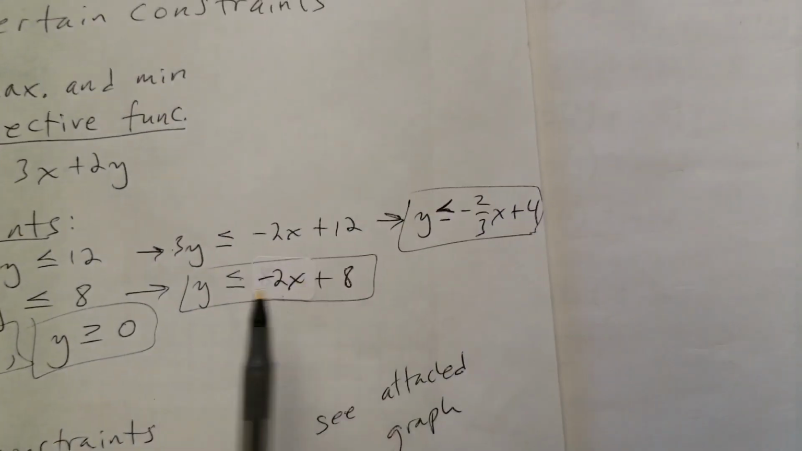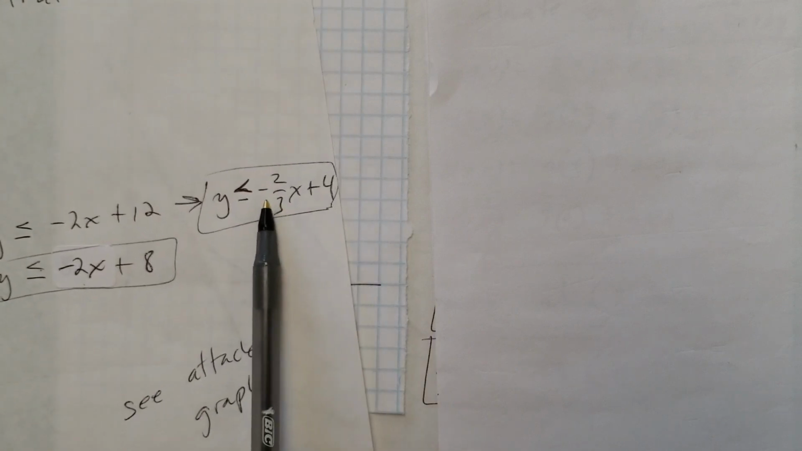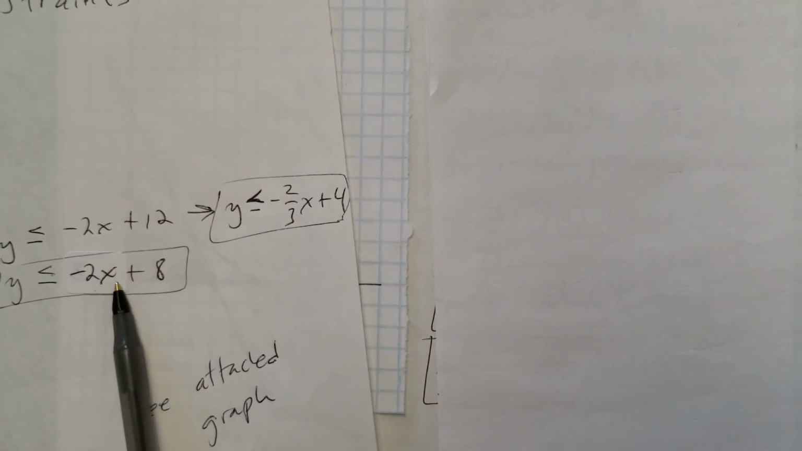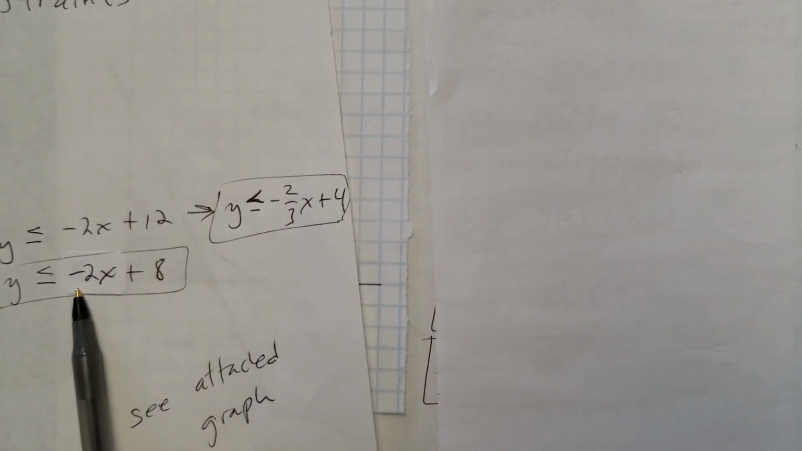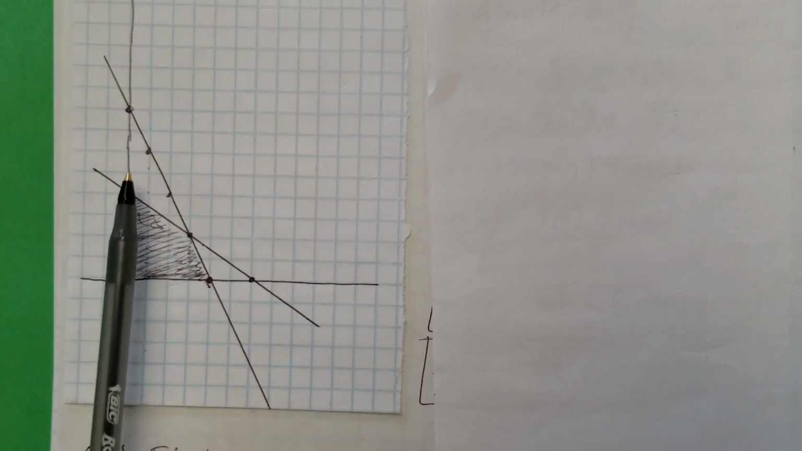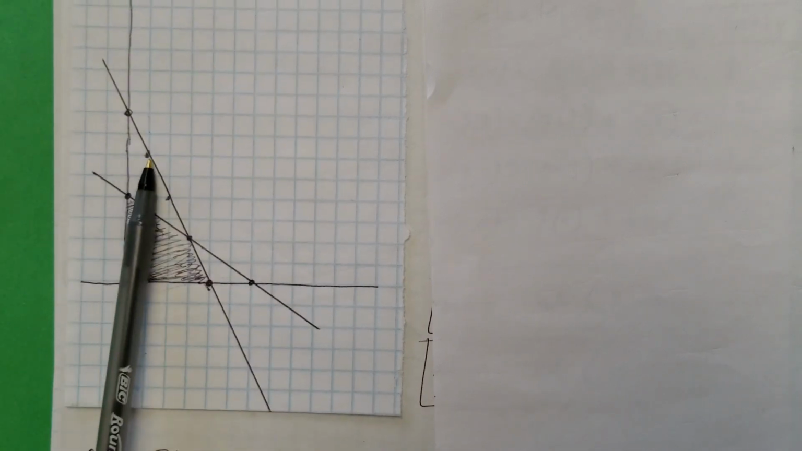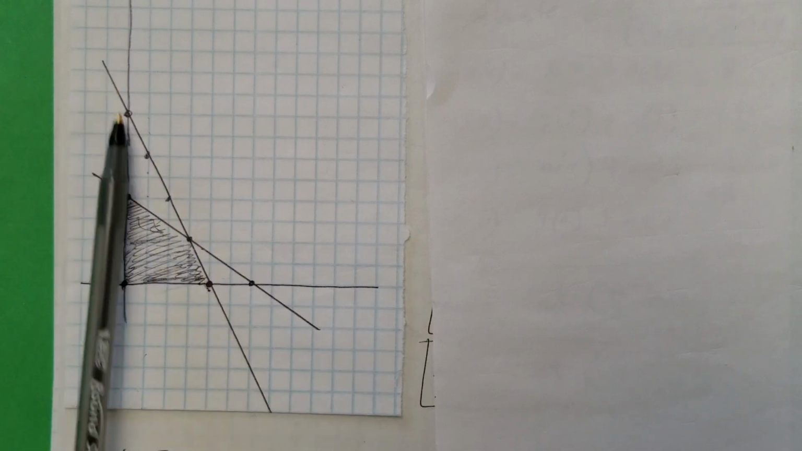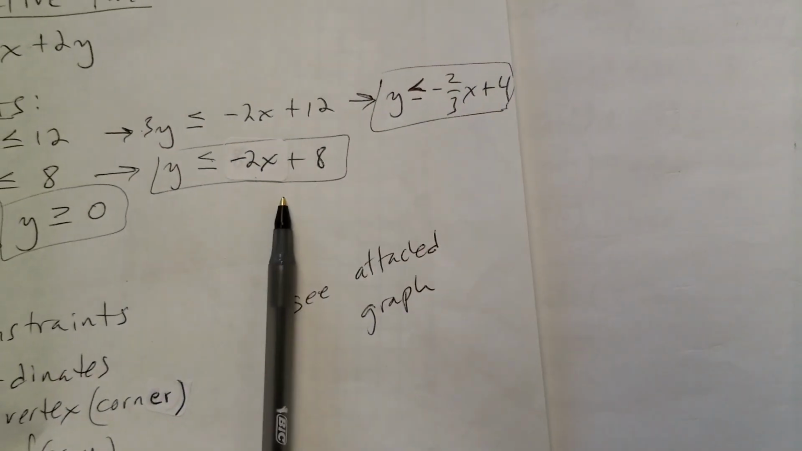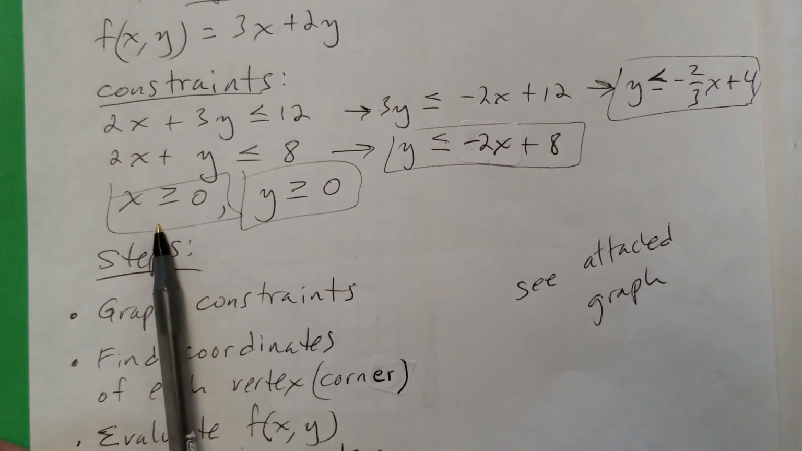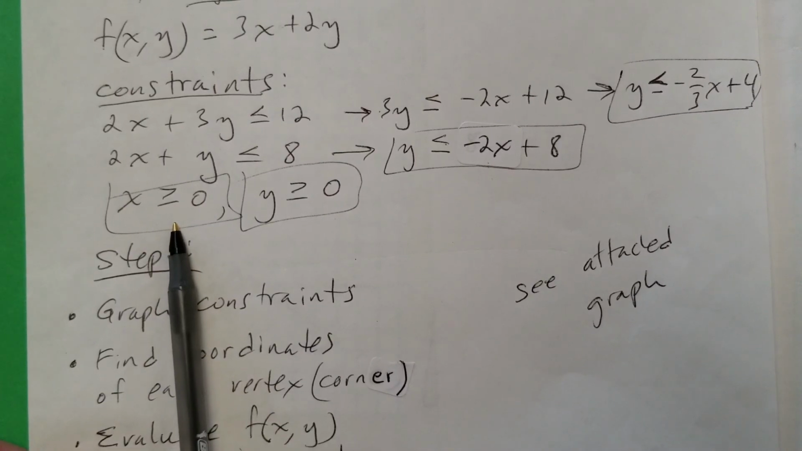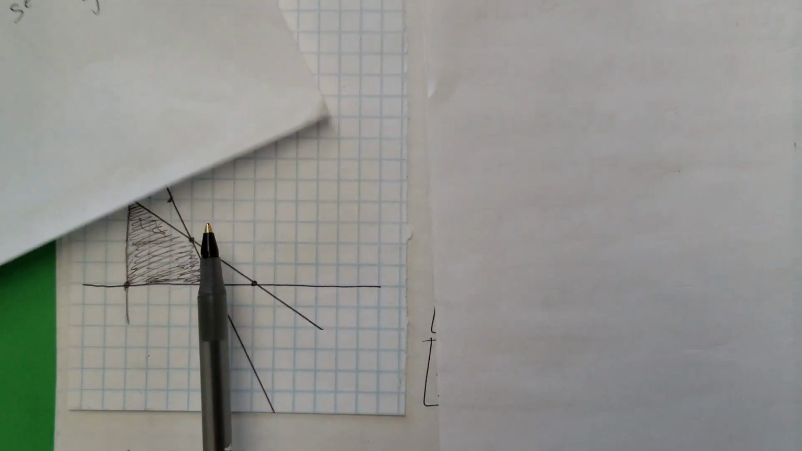So I did this one. Now let me do this one. This one starts at 8 and goes down 2 over 1. So starts at 8, down 2 over 1, down 2 over 1, and there's that line. So I got 2 of them. Now these are the easy ones because these are the axes. So x is greater than or equal to 0.